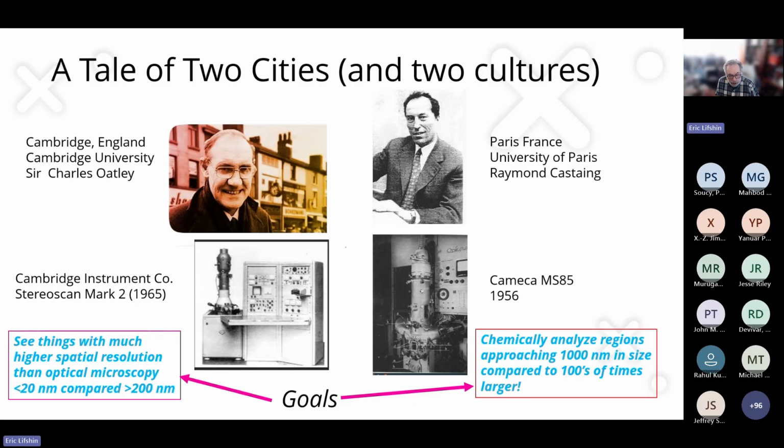In the SEM, as it was developed, it was really a tool for trying to get higher spatial resolution and more three-dimensional imaging than was possible with optical microscopy. Say less than 20 nanometers compared to a couple hundred nanometers in an optical microscope. On the other side of things, there was an interest in trying to analyze things that were in the micron range, as compared to much larger samples that had to be done by wet chemistry.